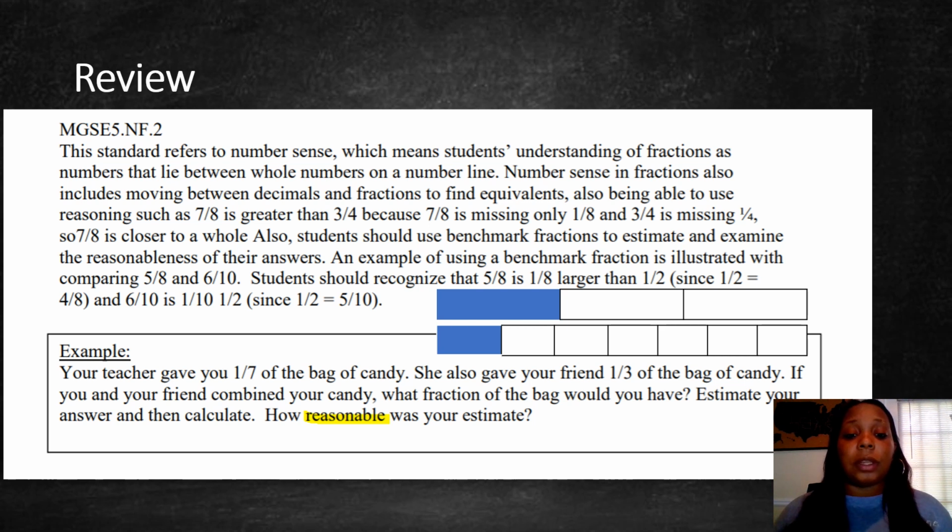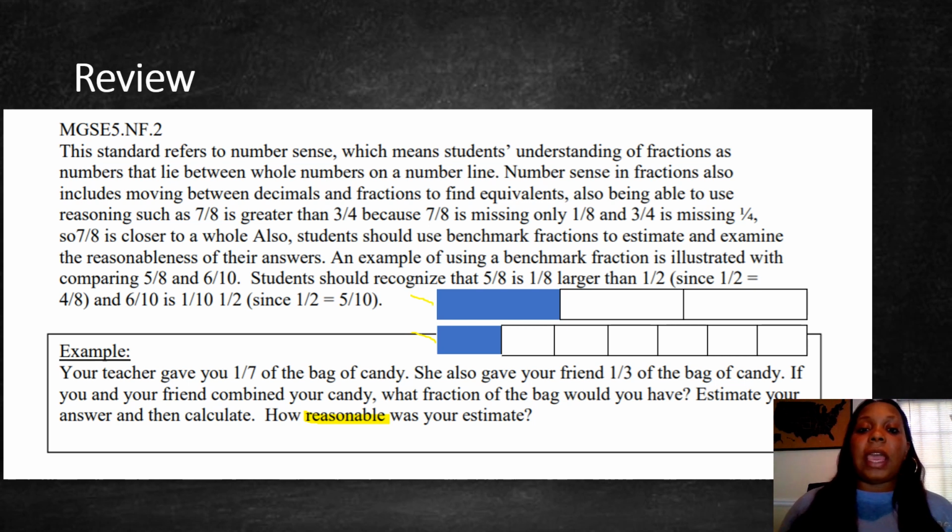Here I've placed fraction tiles. So you'll see that we have the thirds fractions and the sevenths. I've shaded in 1/3 and I've shaded in 1/7. The reason that I did that is to give you a visual of how much candy you have, the 1/7 here, and how much candy your friend has, the 1/3.